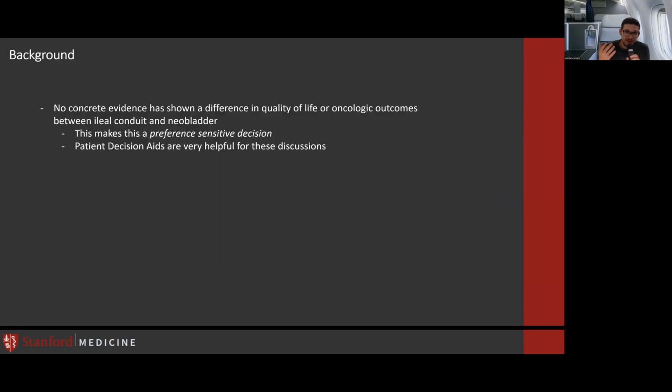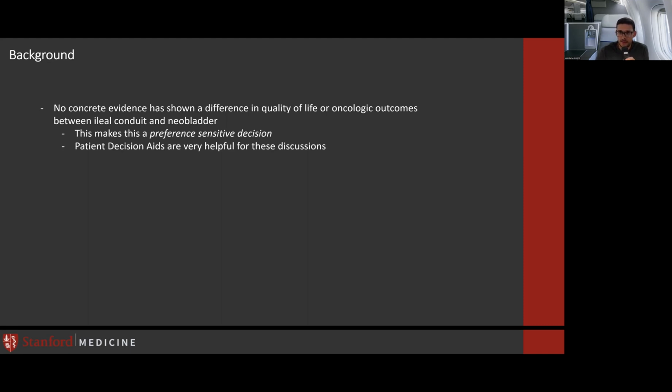So the background here is that there is no concrete evidence that's shown a big difference in quality of life or oncologic outcomes between ileoconduit and neobladder urinary reconstruction after cystectomy. And this makes a patient's decision between the two a preference-sensitive decision, which is defined as a choice where a patient encounters a healthcare choice with no superior option, but multiple options with different benefits and harms. And these can be really ripe for decisional conflict.